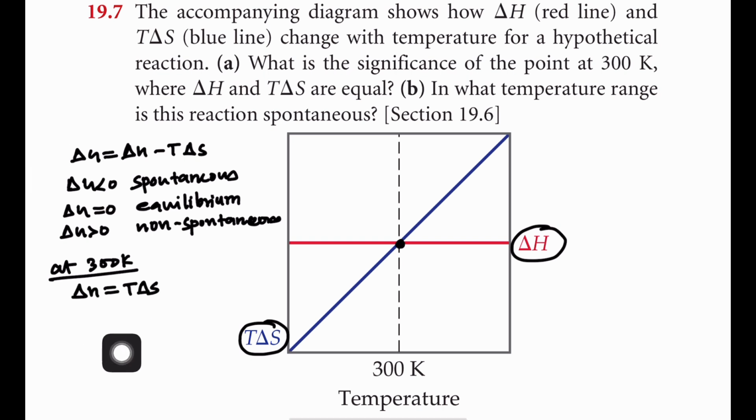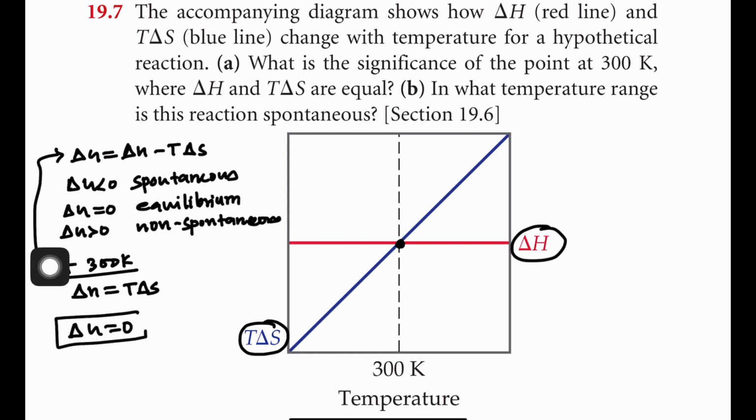Now if you put this in this equation, delta G will be equal to 0 because at 300 Kelvin these two terms are equal, so delta G is equal to 0, and this means the reaction is at equilibrium. So for the answer of the first part, what is the significance of the point at 300 Kelvin? It means the reaction is at equilibrium here at 300 Kelvin. Rate of forward is equal to rate of backward. Okay, now coming to the second part, they are asking in what temperature range this reaction is spontaneous.